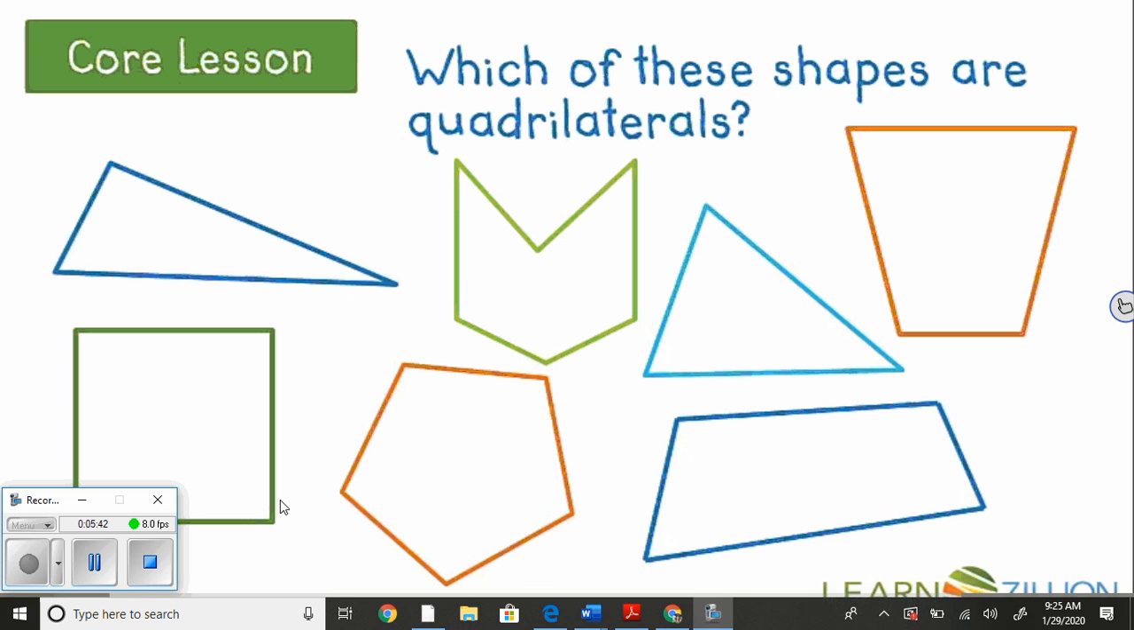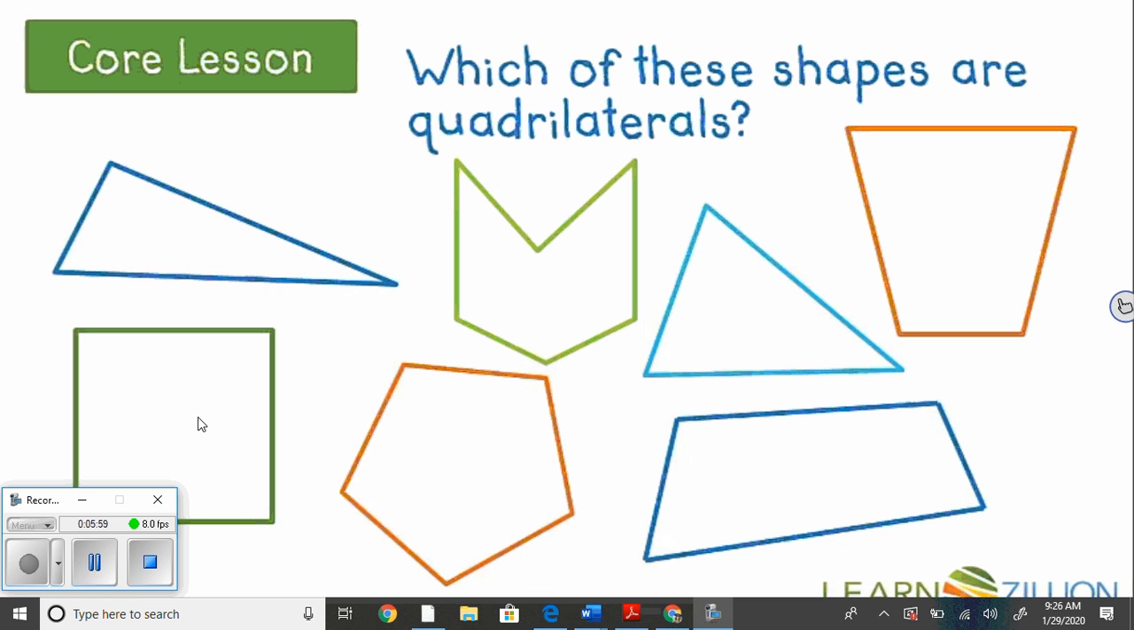All right, which are quadrilaterals? I'll try and move my little recording guy out of the way. Which ones are quadrilaterals? Ashton, what's one quadrilateral you see? The square. We have this green square. It might be helpful if you tell me a color so I know what shape we're talking about. That is a quadrilateral. Any other quadrilaterals?